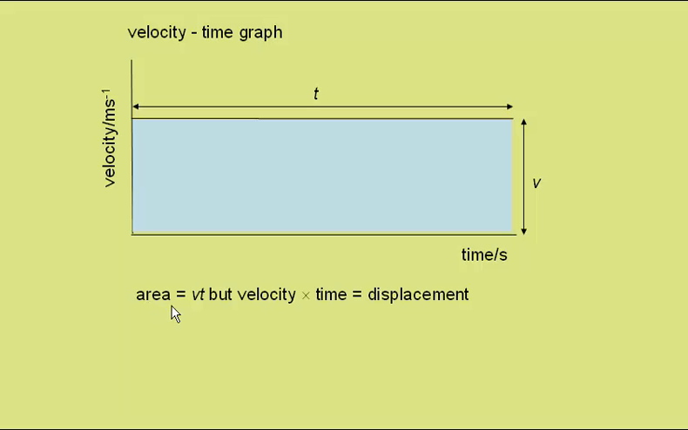So the area is equal to a velocity multiplied by a time. But velocity times time is simply displacement. So the area of a velocity time graph gives us displacement.